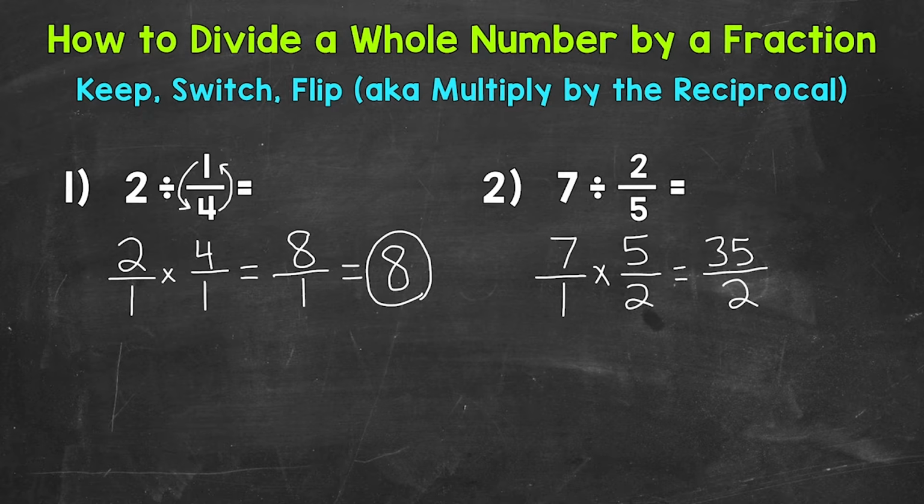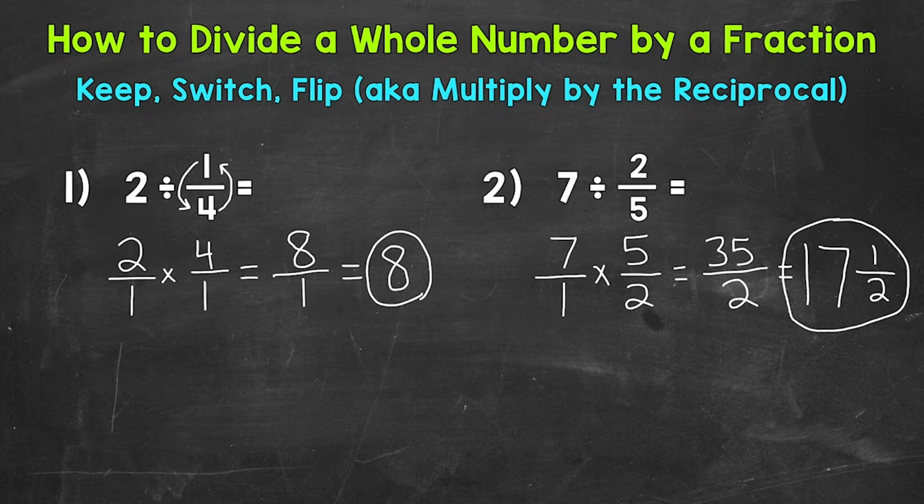So we do 35 divided by 2. How many whole groups of 2 are in 35? Well, 17. So that's our whole number of our mixed number. Now, we didn't hit 35 exactly. We had a remainder of 1, so that's our numerator of the fractional part, and then we keep our denominator of 2 the same. So 17 and a half. Always look to see if you can simplify the fractional part. 1/2 is in simplest form, so we are done. Our final answer, 17 and a half. So there's how to divide a whole number by a fraction.